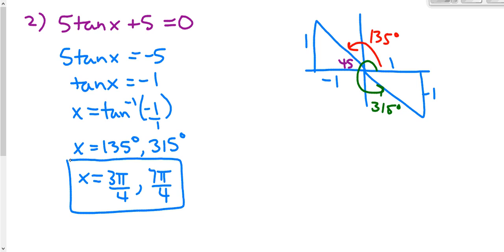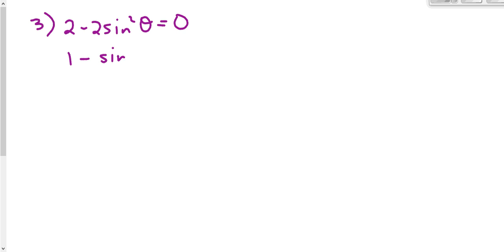Let's do number 3. 2 minus 2 sine squared theta equals 0. All right, I'm going to divide both sides by 2, and I get 1 minus 1 sine squared theta equals 0. If you didn't divide by 2 there, if you divide by 2 later, it's still fine, it'll work. Now I'm going to add sine squared theta to both sides.